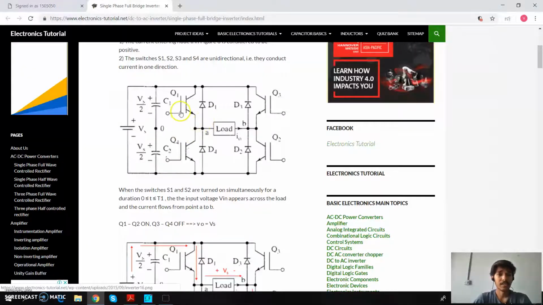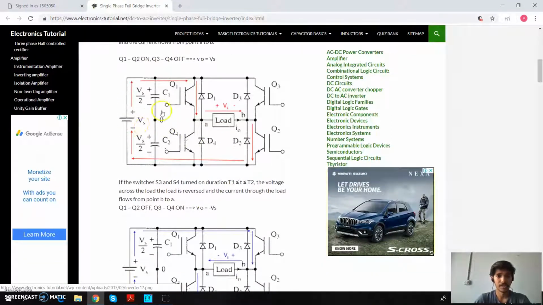In the first case the IGBTs Q1 and Q2 are made on by triggering their gate terminals. At that time the IGBTs Q3 and Q4 are made off. In the second case, the exact opposite happens. That is, the IGBTs Q3 and Q4 are made on by triggering their gate pulses and IGBTs Q1 and Q2 are made off. Now let us see these two cases.